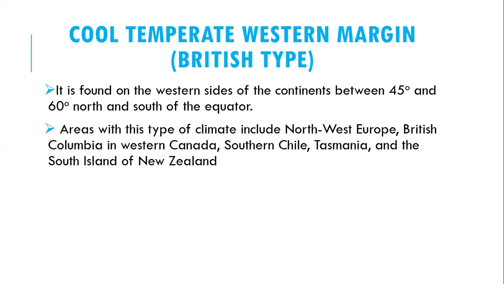So starting with the first one, the cool temperate western margin, the British type. Its location: it is found on the western sides of the continents between 45 degrees and 60 degrees north and south of the equator. So these are the places where you can find this cool temperate western margin. The areas with this kind of climate include Northwest Europe, British Columbia in Western Canada, Southern Chile, Tasmania, and the South Island of New Zealand. So these are the areas where this kind of climate can be found.